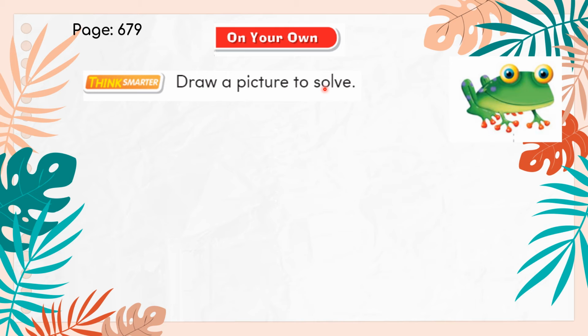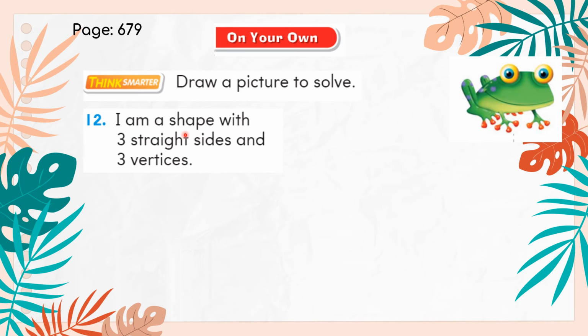Now draw a picture to solve. I am a shape with 3 straight sides and 3 vertices. What could the shape be? So you should draw a shape which has 3 sides and 3 vertices. You can draw a triangle. See, it has 3 straight sides. 1, 2, 3. And it has 3 vertices. 1, 2, 3. So this is your shape.